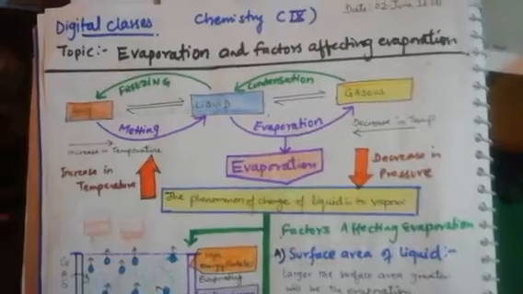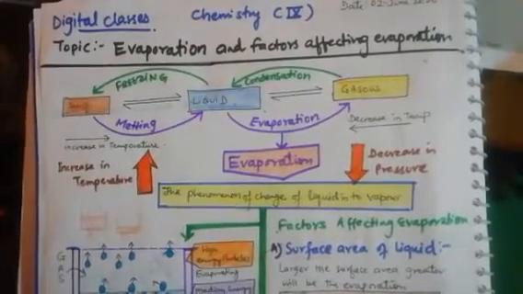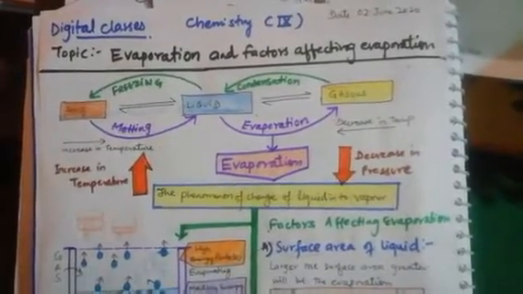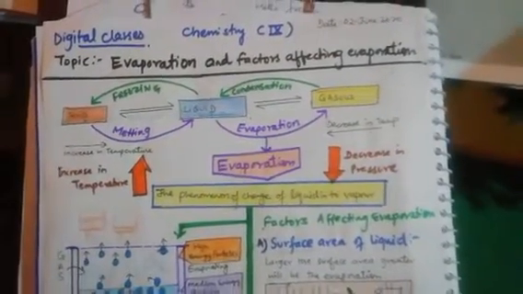So after this, now only two concepts are left. Number one, difference between boiling and evaporation, and number two, conversion of temperature. Then this chapter is finished, and now we will move to the next chapter.